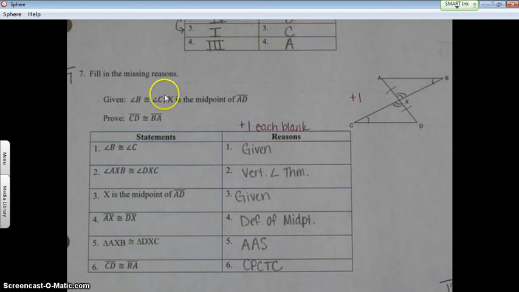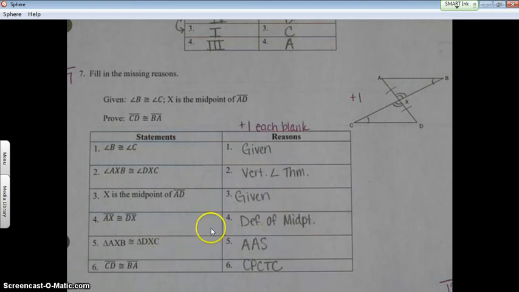So, and notice they only put part of the given there, okay? So then you get to use given again. So given there, then angle AXB was congruent to angle DXC because of vertical angles, so vertical angle theorem. Then notice they put the other part of the given on step 3, which is fine, so then that's just another reason for given. And then the reason why we marked AX congruent to DX was definition of midpoint.